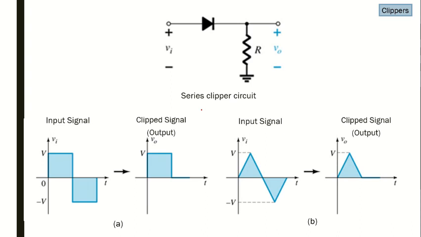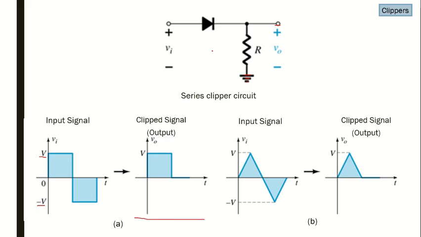So first we need to discuss the series clipper. In case of a series clipper, we get the output V0 across the resistor R. So the drop will be here. We can find the drop at this point, positive one, in reference to the ground potential, which is 0 volt. Just as an example, we have a square wave with a magnitude of plus V and a lower magnitude of minus V. This is the input square wave.